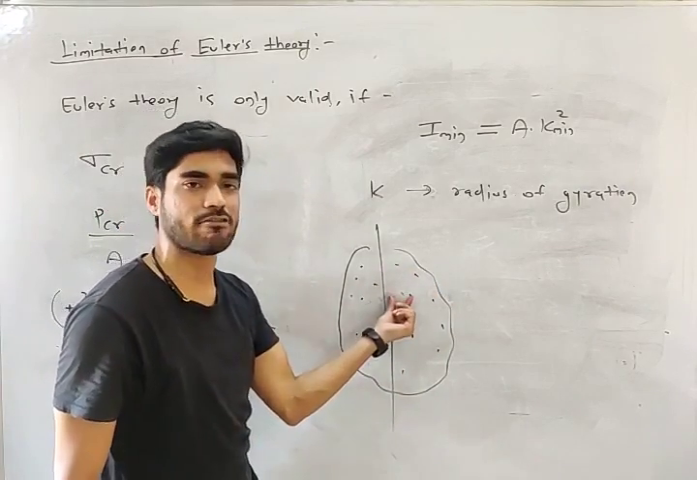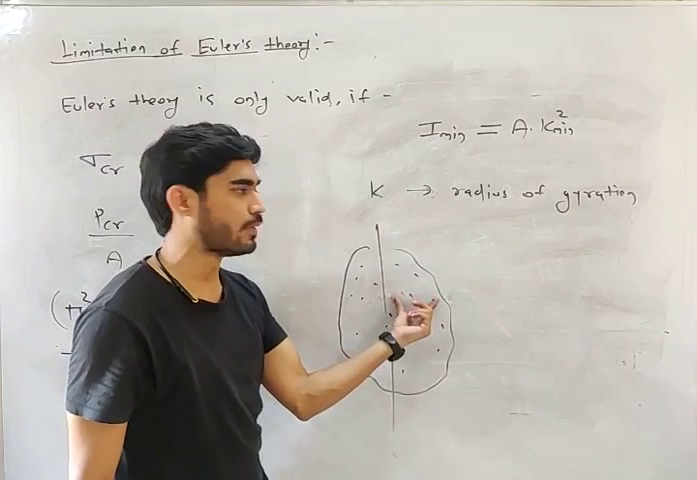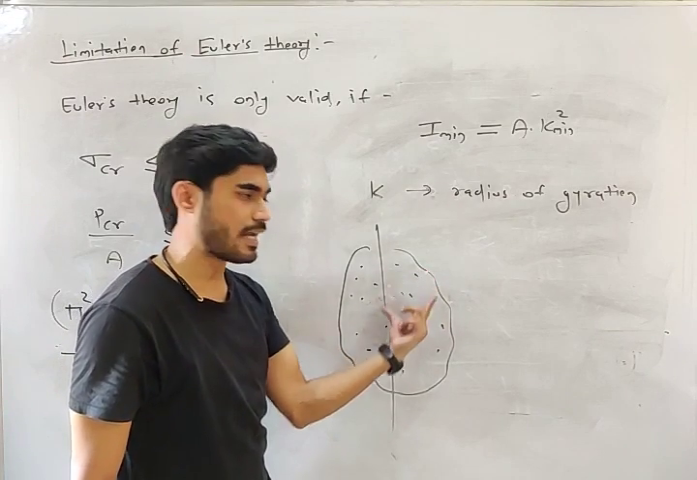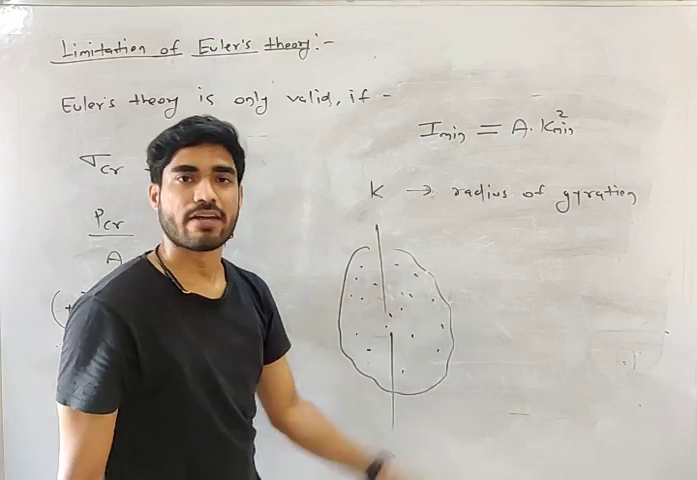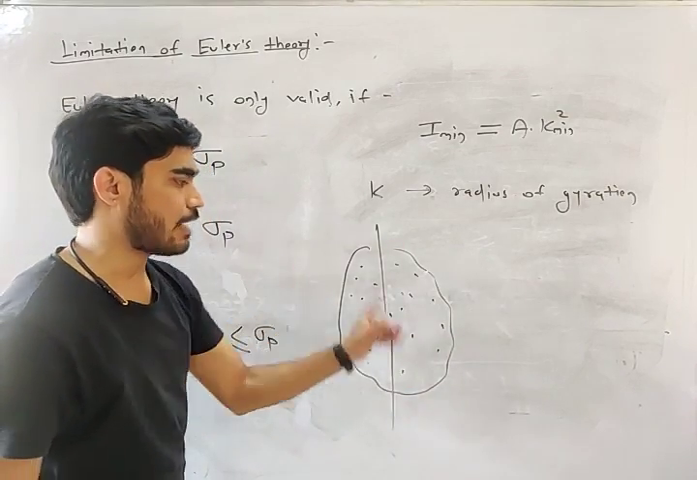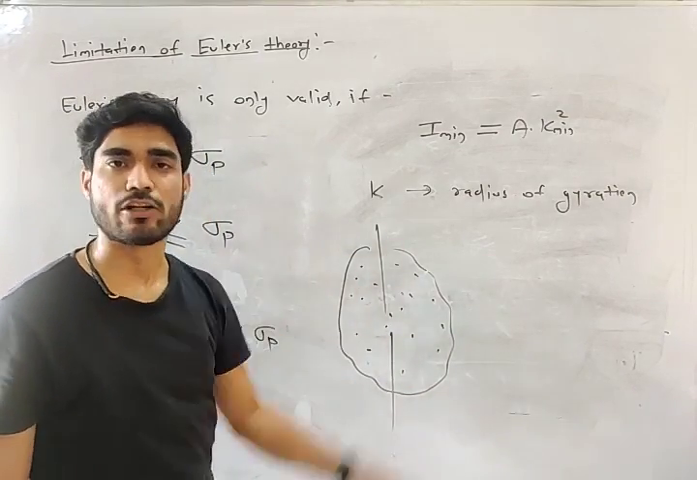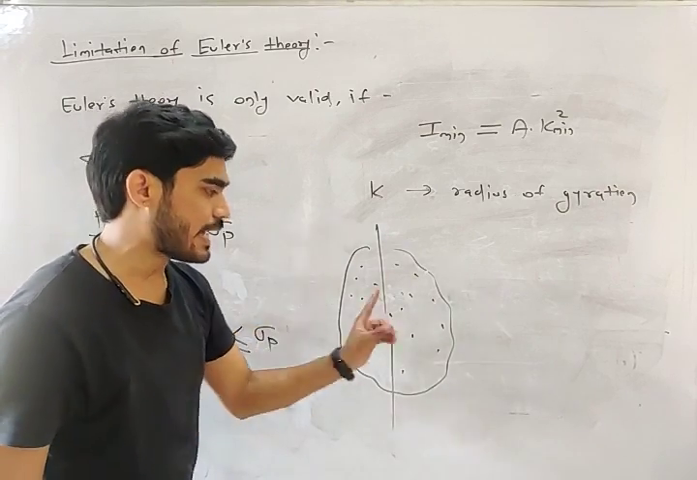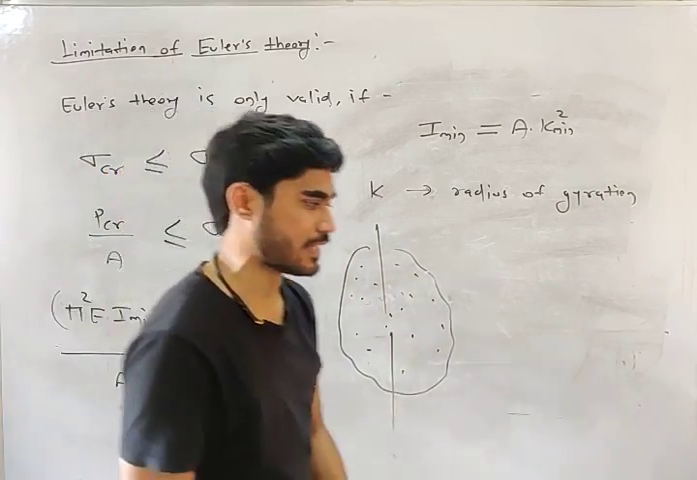Let's say this particle is at 1 meter, this particle is at 2 meter, this particle is at 3 meter. So every particle is at a different distance. So we cannot calculate moment of inertia simply by area into distance square. The entire area is not at a single distance.